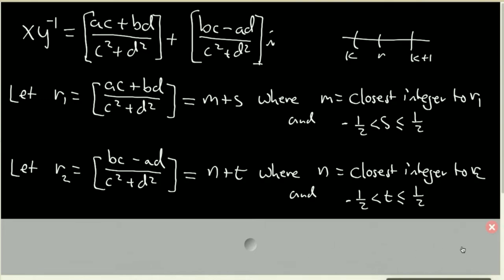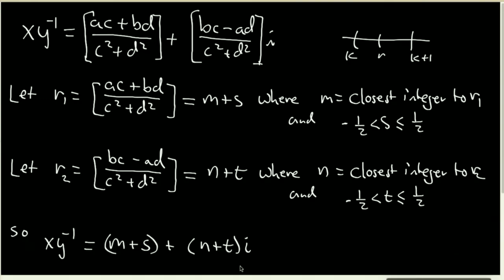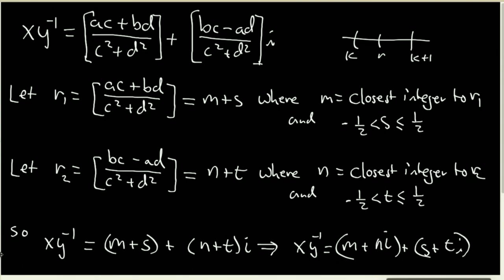Now, what that means is that we can write x times y inverse as m plus s plus n plus ti, but that can be rewritten as x times y inverse equals m plus ni plus s plus ti. And that's where we want to pick up and consider what goes on next.